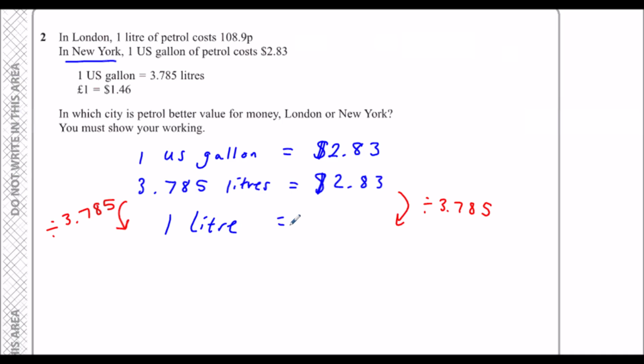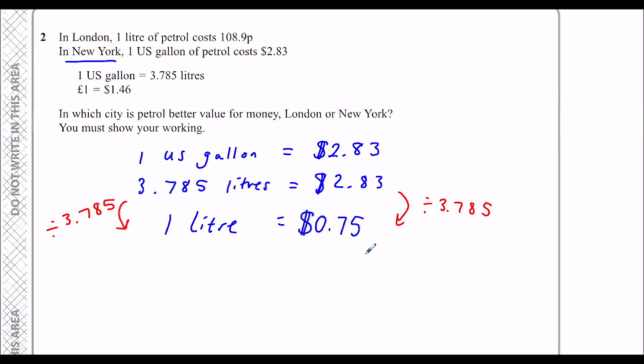So in the calculator, 2.83 divide 3.785, and that's still in dollars. It's $0.75 to 2 decimal places, but keep the whole number in the calculator because you're going to use it again. I've rounded it here, but I'm not going to use the rounded number, I'm going to use the whole number. So 1 litre is 75 cents.